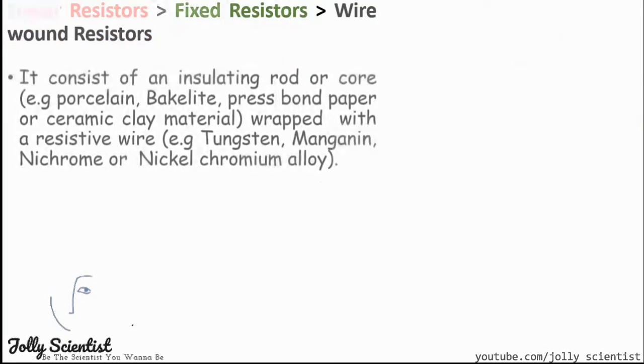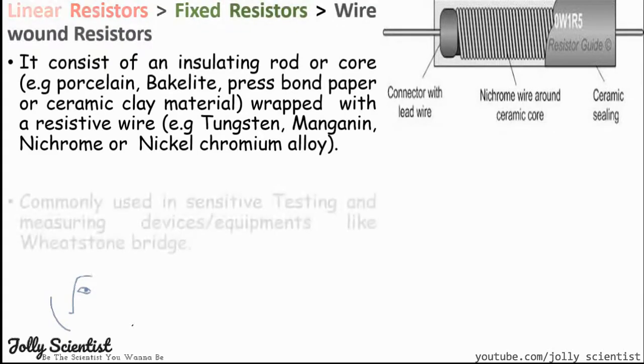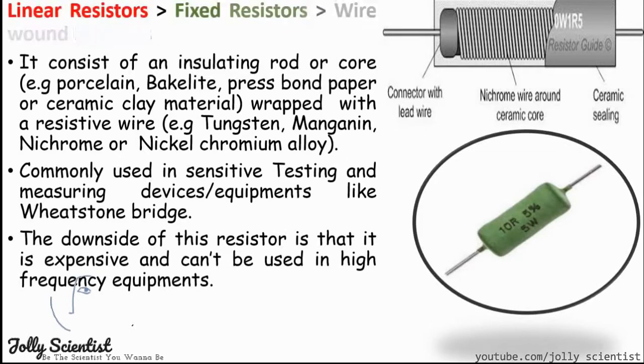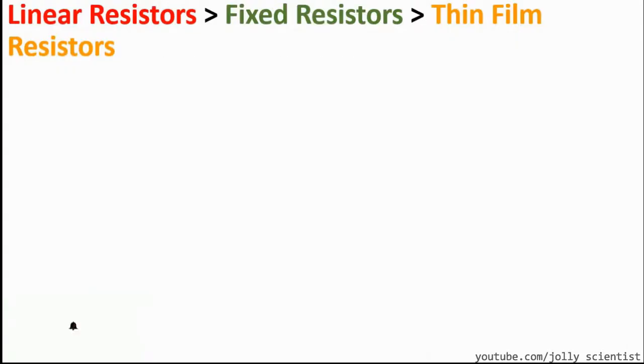The wire wound resistor consists of an insulating core or rod, which is made of porcelain, wrapped around with resistive wire, which is tungsten or manganese. They are commonly used in sensitive testing and measuring devices or equipment like the Wheatstone bridge. The downside of this resistor is that it is expensive and cannot be used in high frequency equipment.